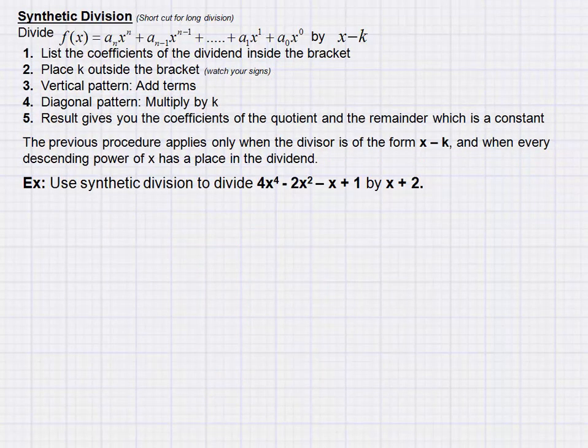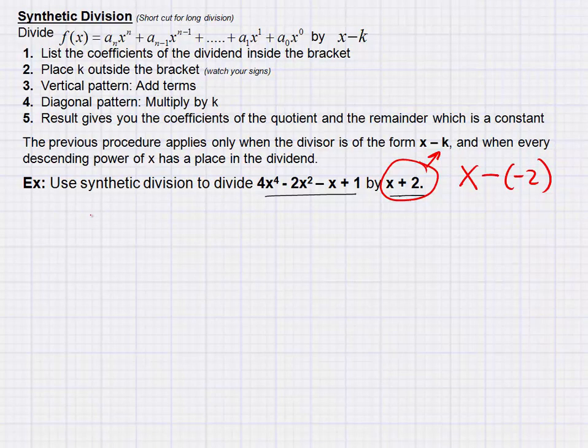So let's do this one. Use synthetic division, divide this polynomial by this polynomial. Look at what you're dividing by. I'm dividing by x plus 2, which is in the form of x minus k, because I could write this as x minus negative 2. So really, x plus a number or x minus a number is what you're looking to divide by. That's the only time you're going to want to use synthetic division.